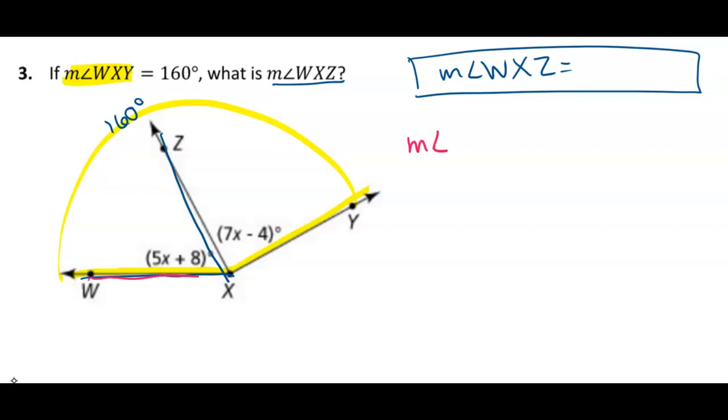We've got the measure of angle WXZ plus the measure of angle ZXY is equal to the larger angle WXY. Okay, so let's substitute.